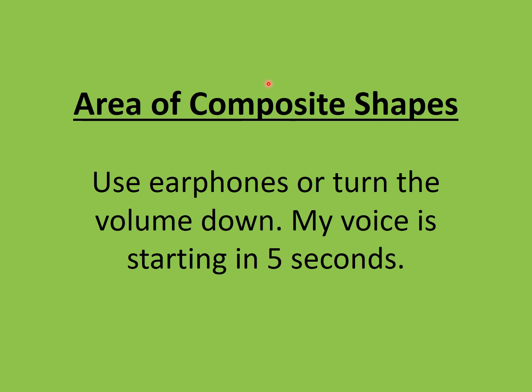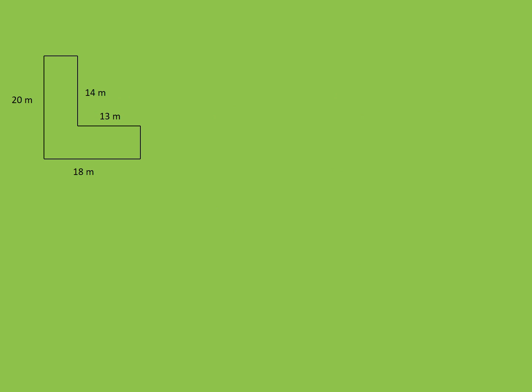For those of you that don't remember, a composite shape is something made up of two or more shapes, for the want of a better word, just fused together. So let's have a look at an example to begin with. Now this looks like a big fat L. There is no formula for the area of a fat L. I think it's pretty obvious that this is going to be broken up into two shapes we recognize.